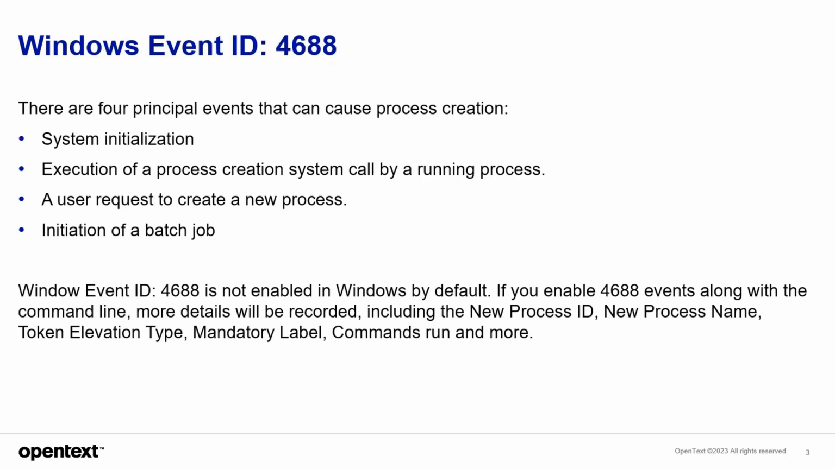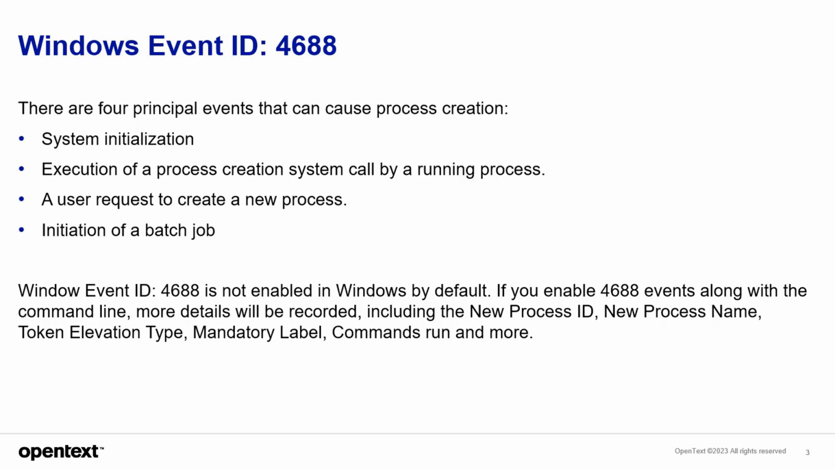Windows Event ID 4688. There are four principal events that can cause process creation: system initialization, execution of a process creation system call by a running process, a user request to create a new process, and initiation of a batch job. Windows Event ID 4688 is not enabled in Windows by default.